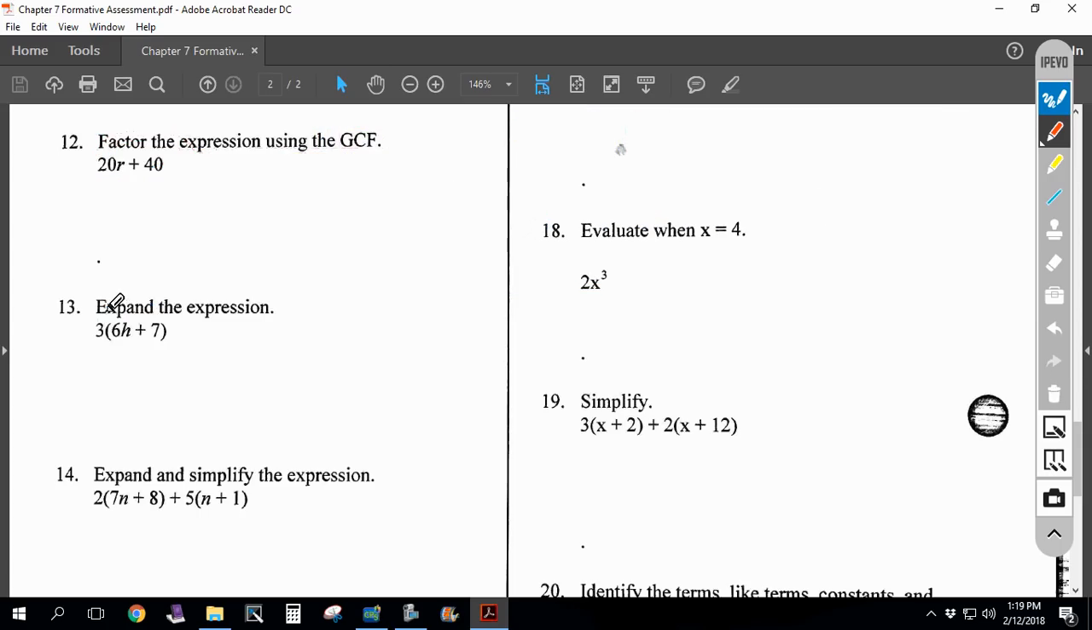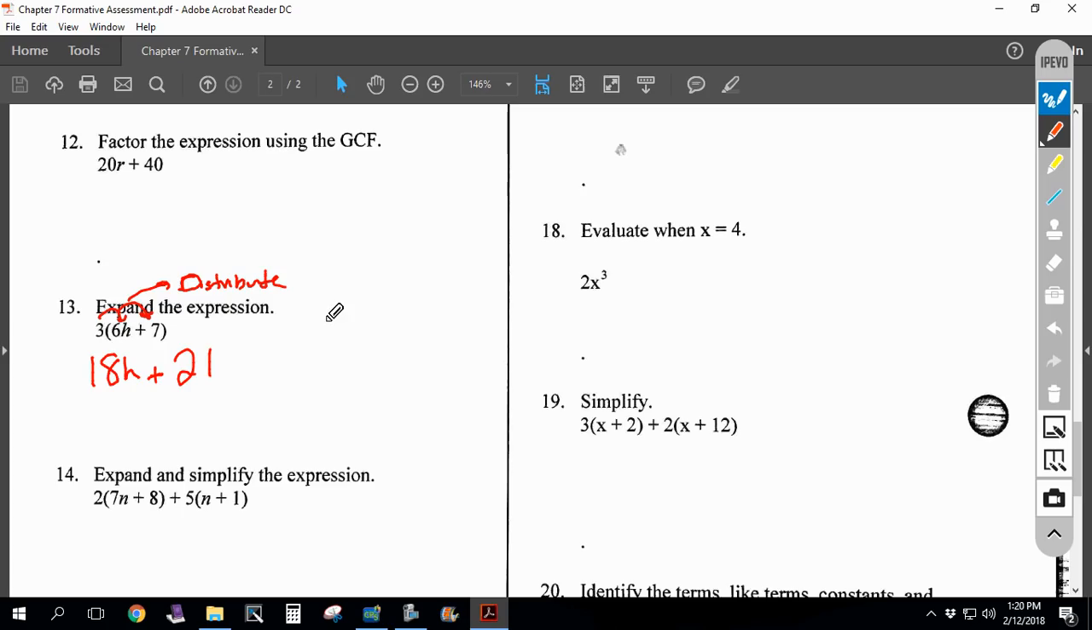Number 13, now you're going to be expanding this. Remember, you may want to write this word out so we know it. That's the same thing as saying distribute this. So we're going to take it, we're going to multiply it. We're going to get 18H plus 3 times 7 is 21. And that is your answer.